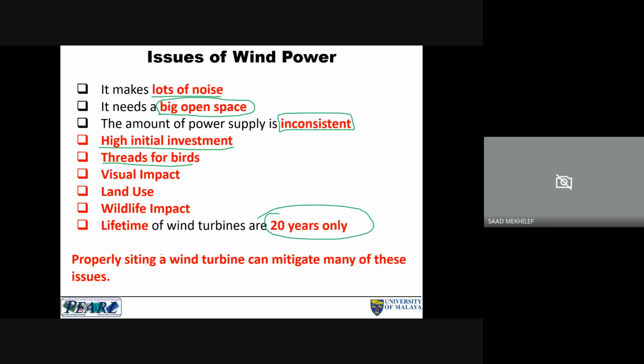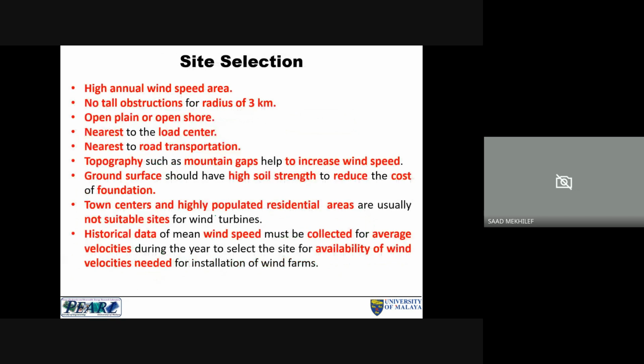And that's why, as I say, the site selection is very important. It helps mitigate many of those issues, for example in terms of noise, space, birds and so on, visual impact, even land use. Some lands are cheaper to use. So if the site is properly selected, we can mitigate some of these issues without any investment.